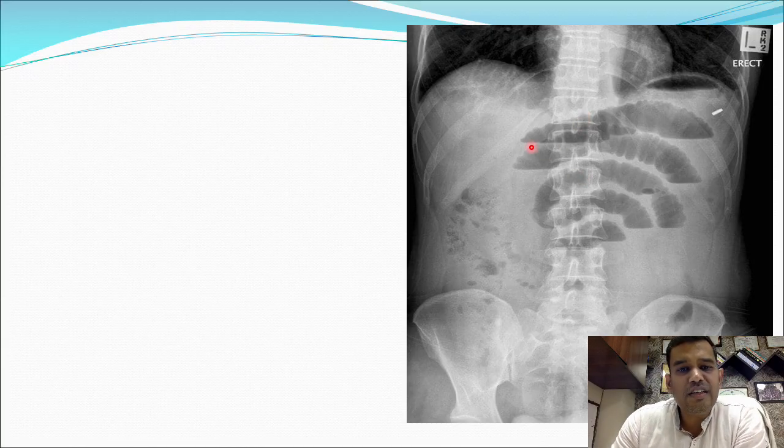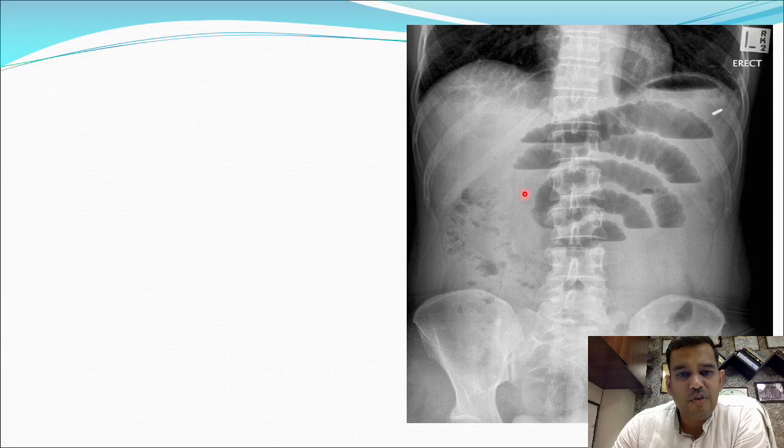So A is air fluid level. Are you able to appreciate any air fluid level? Yes, I can appreciate air fluid levels here, here, here, and here, here, and here. So these are air fluid levels. Air fluid level means above this level you have air and below this level there is fluid.